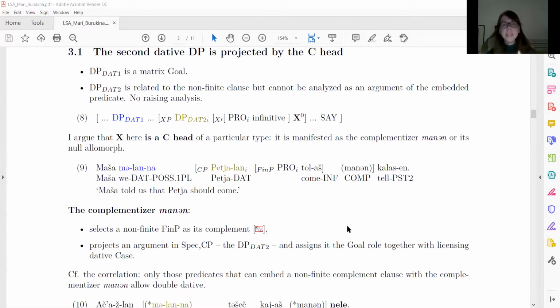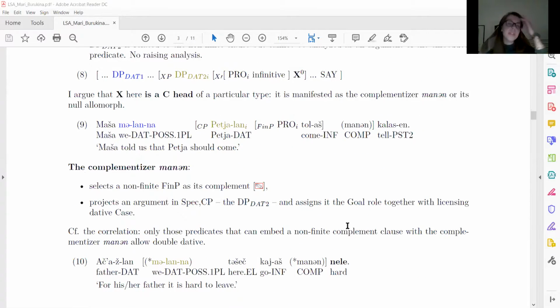So the complementizer manin can do two things at the same time. On the one hand, it selects this non-finite FinP as its complement. And on the other hand, it projects an argument in the specifier, the second dative DP, and it assigns the goal role to this argument. That's why this DP dative is restricted in the same way as all goals of communication are restricted in Mari.